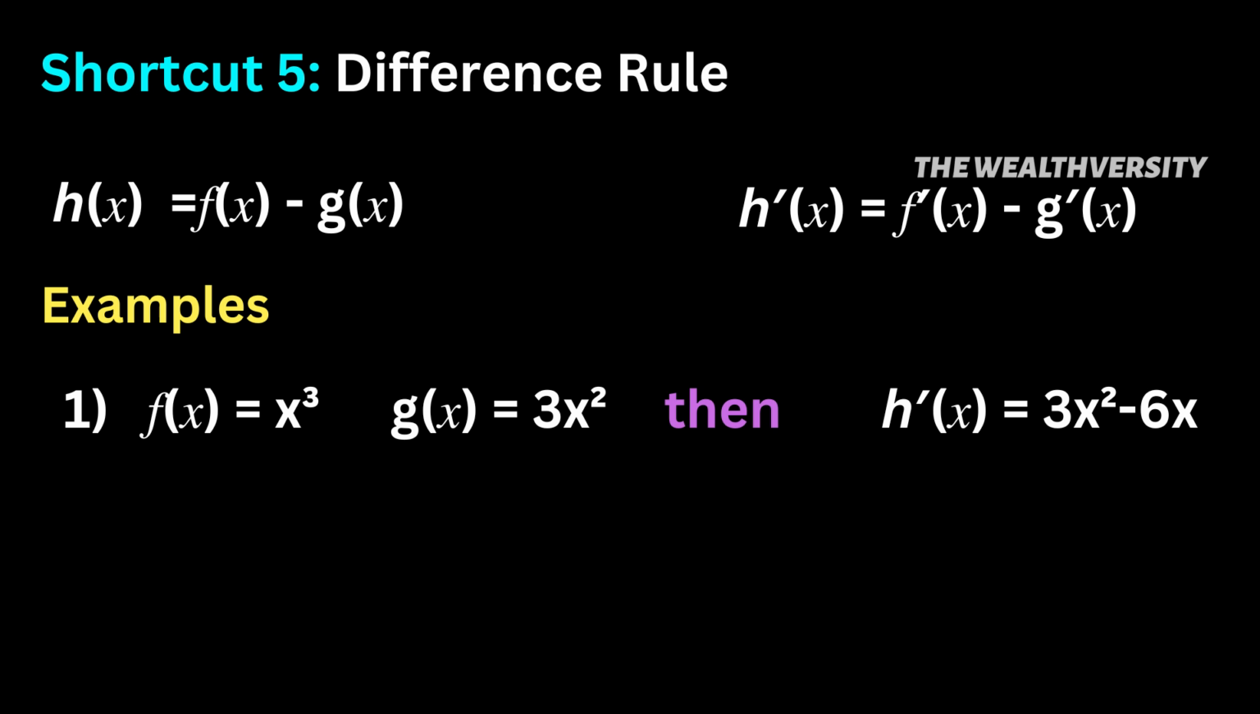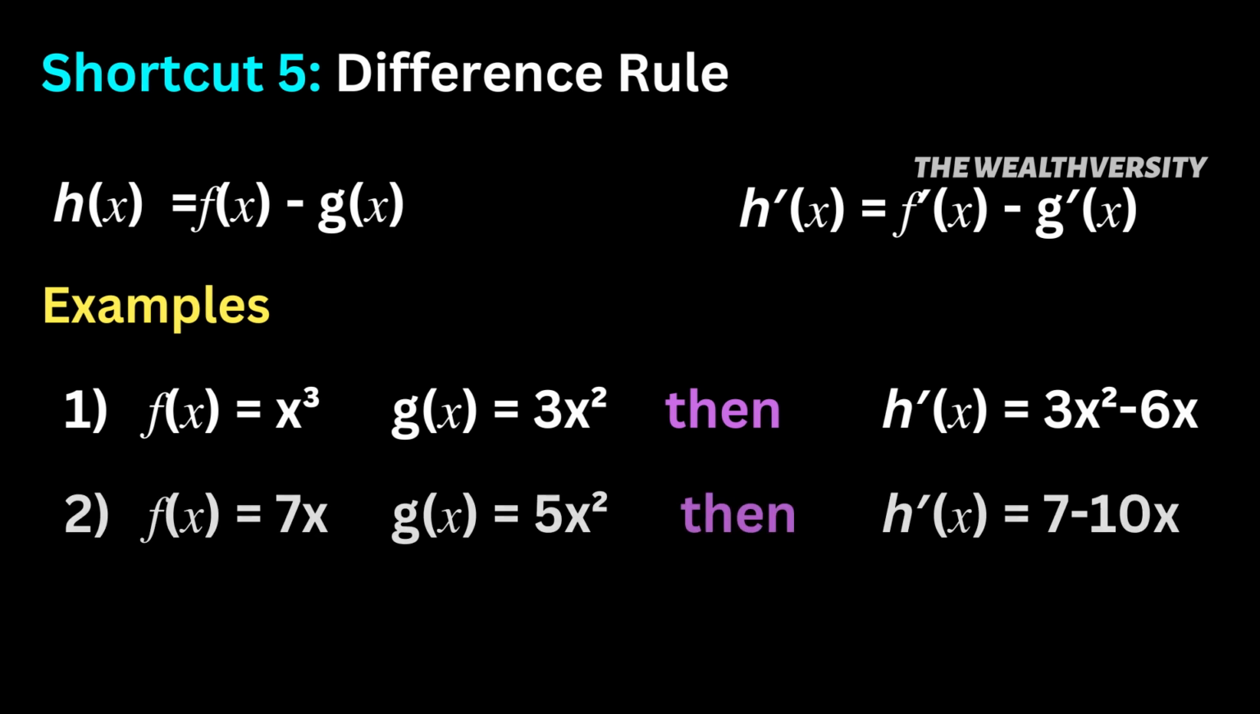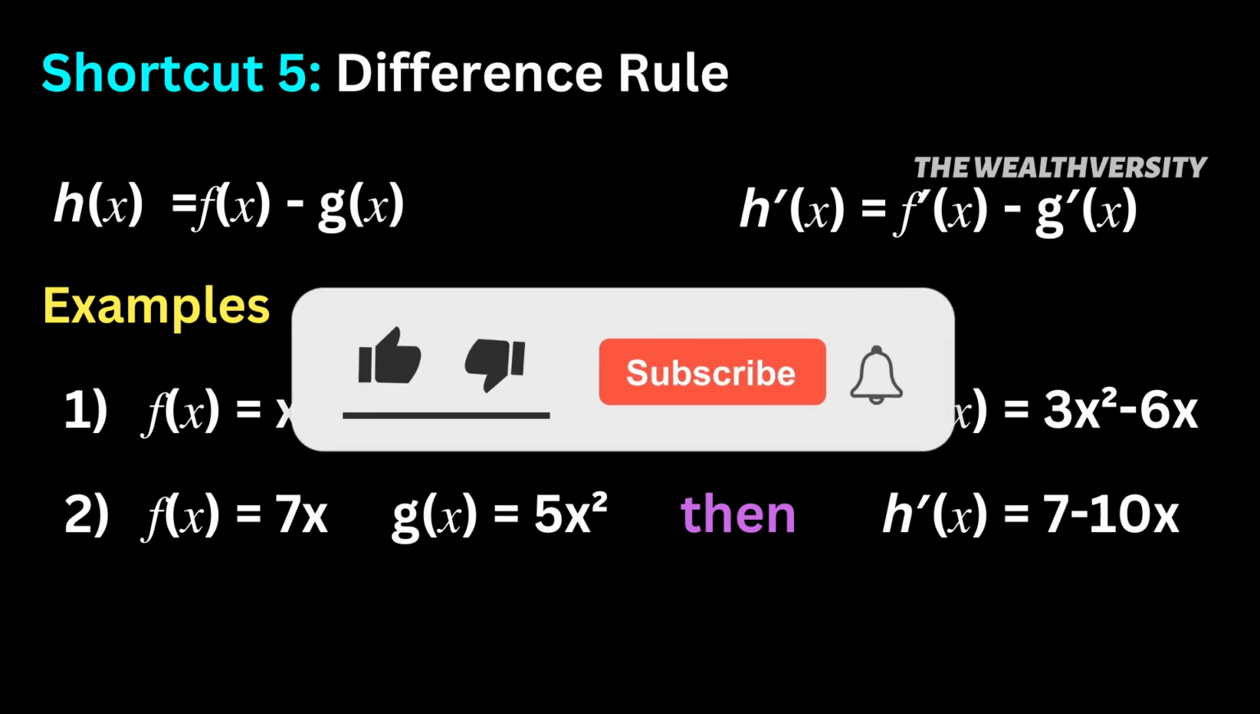Both of them are differentiable, which means that h prime of x is equal to 3x squared, which is the derivative of x cubed, minus 6x, which is the derivative of 3x squared. In the second example, f of x is equal to 7x, and g of x is equal to 5x squared. Both of them are differentiable. So h prime of x is equal to 7, which is the derivative of 7x, minus 10x, which is the derivative of 5x squared.